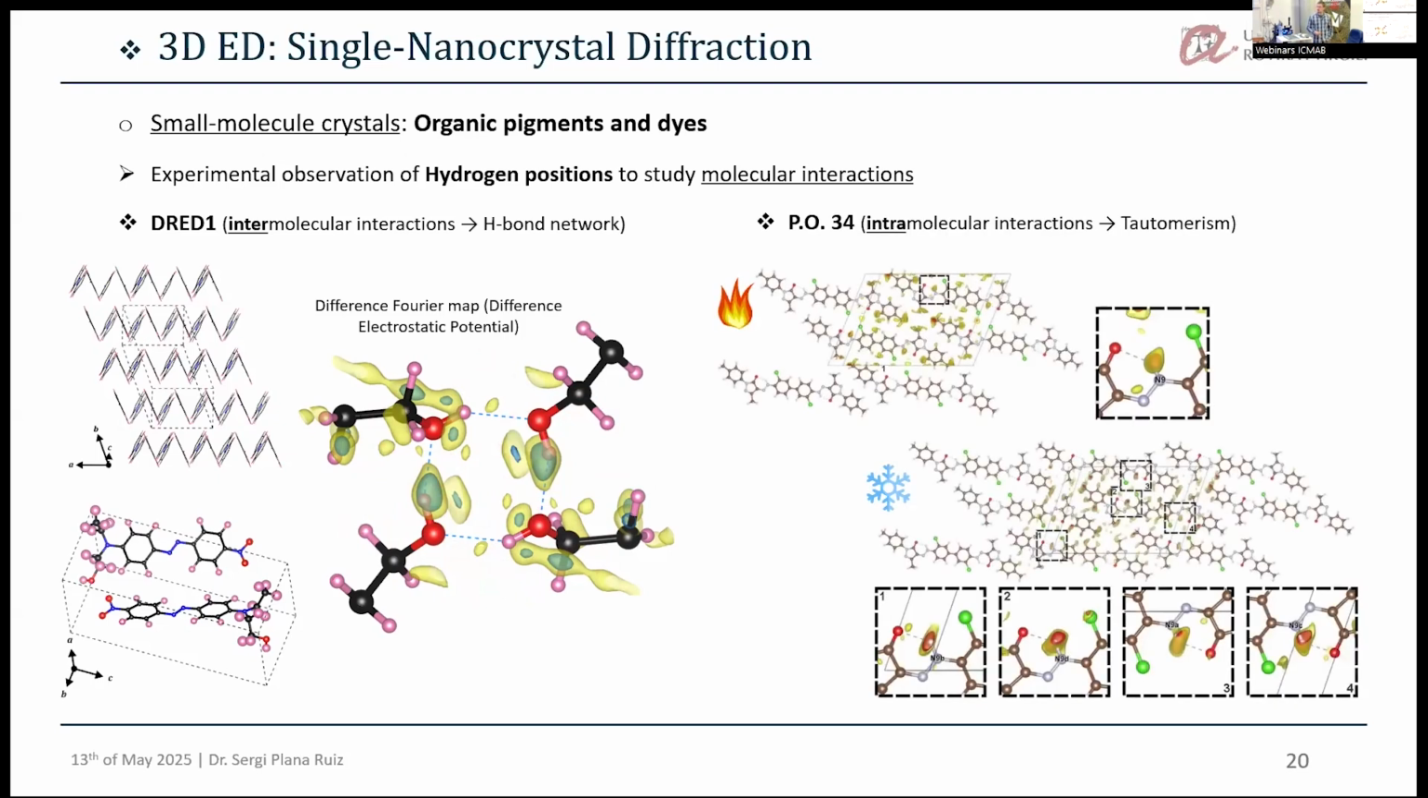In the case of the orange pigment, we could as well determine the tautomerism of these molecules. So in this case, this hydrogen could be positioned here or here attached to the oxygen, but with the 3DED, we were able to determine that in this case, the hydrogen was connected, let's say, to the nitrogen atom in both cases.